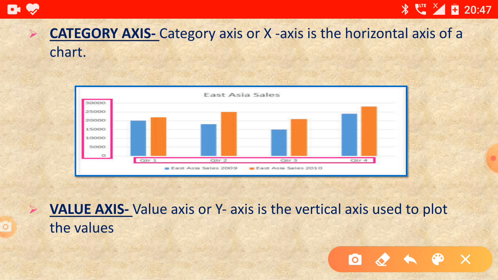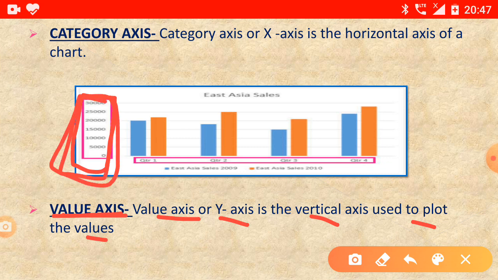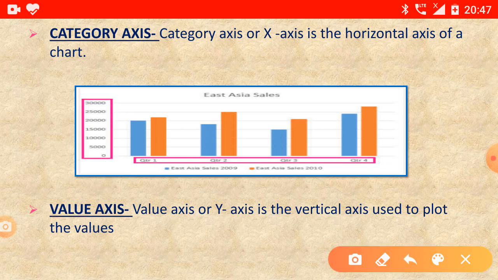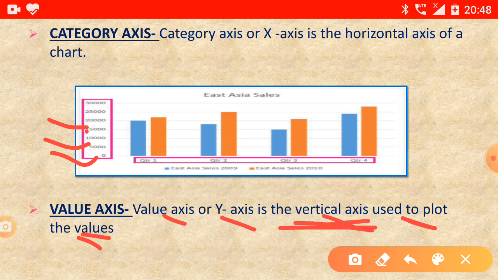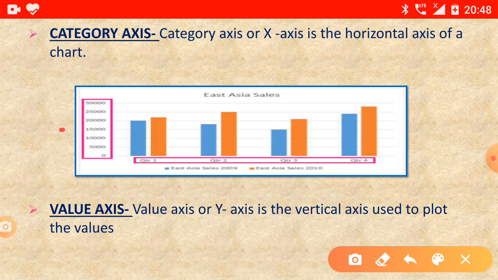Now come to the next point, value axis. The value axis, or y-axis, is a vertical axis used to plot the values. This is the value axis. It also has three names: first is value axis, second is y-axis, and third is vertical axis. It is used to display the values.